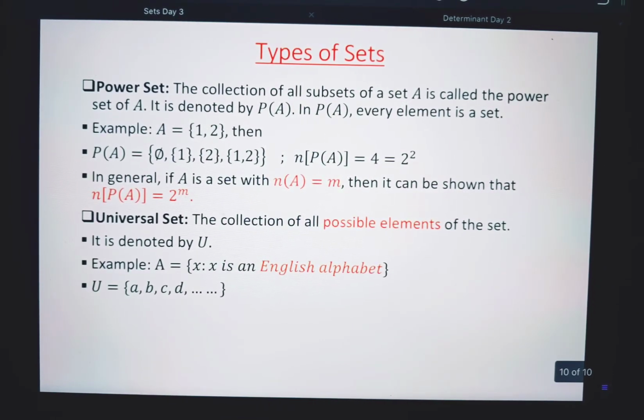Now it says power set. Now what is a power set? The collection of all subsets of a set A is called the power set of A. Understood? Listen very carefully. The collection of all the subsets of a set A is called the power set of A. Now look here.